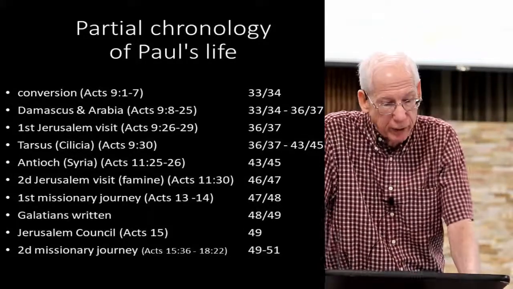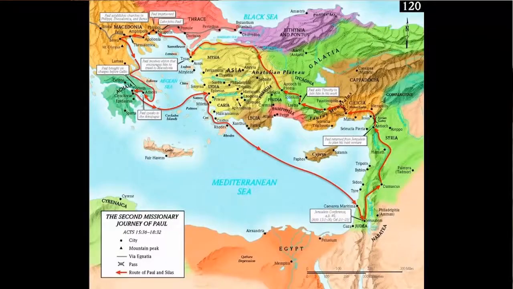And so Barnabas takes John Mark and goes down to Cyprus. You remember on the first journey, they went here to Cyprus. So Barnabas takes John Mark down here.